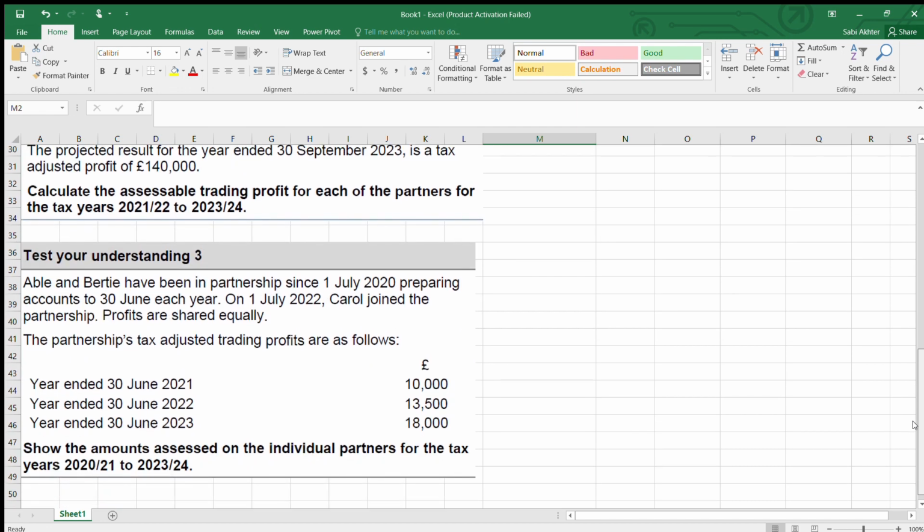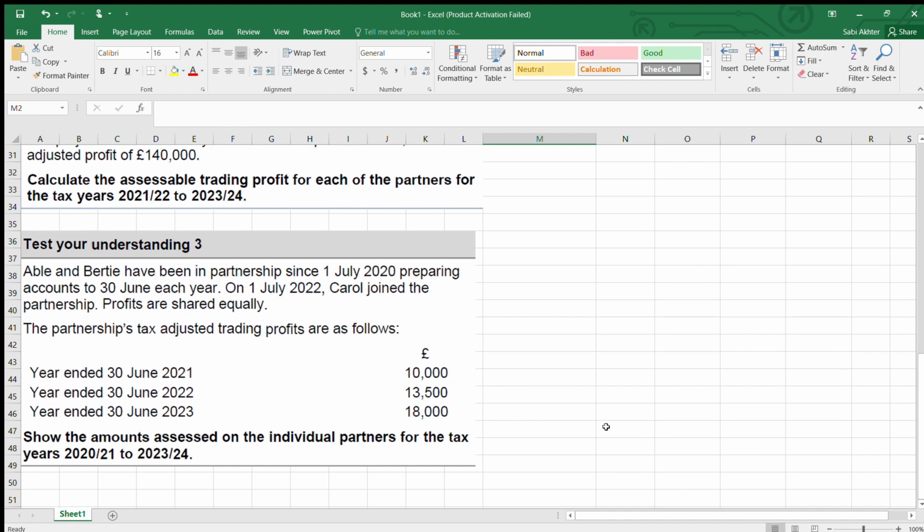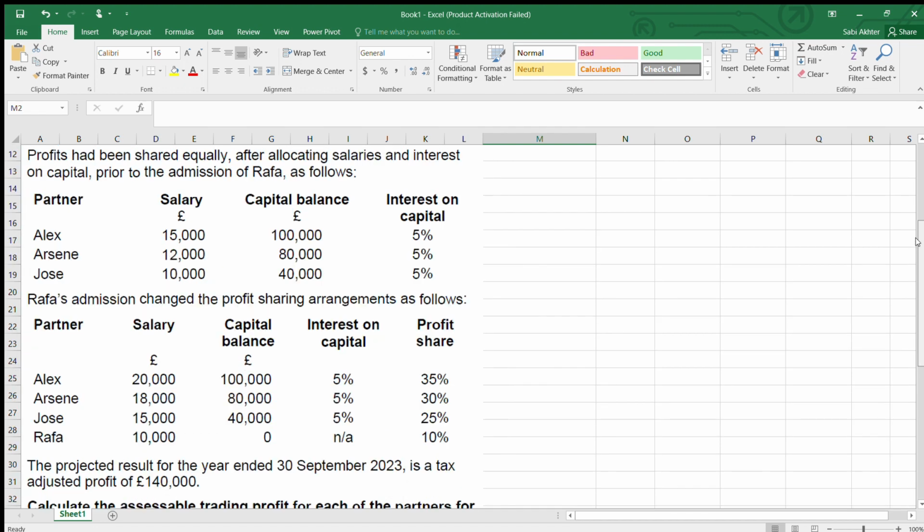Next, test your understanding 3. You have two partners, and on 1st of July, Carol joined. Profits are shared equally, and the tax adjusted trading profit is given. You need to assess the individual partners for the tax year. Show the amounts assessed on the individual partners for the tax year. Very similar question, so let us do this.